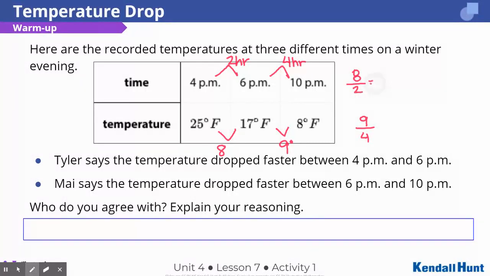So we would say that it changed 4 degrees in an hour, and 9 divided by 4 gives you 2.25 degrees in 1 hour. So you could have argued either way. We're going to use this to talk about average rate of change as we move forward.